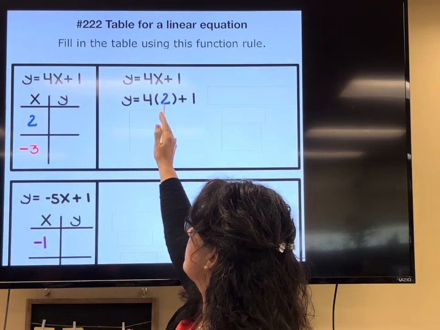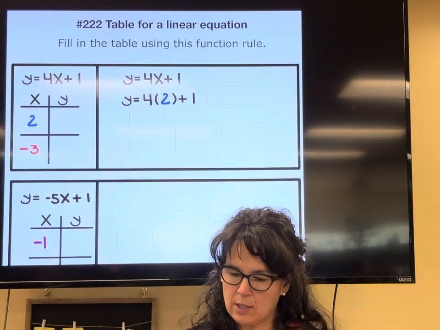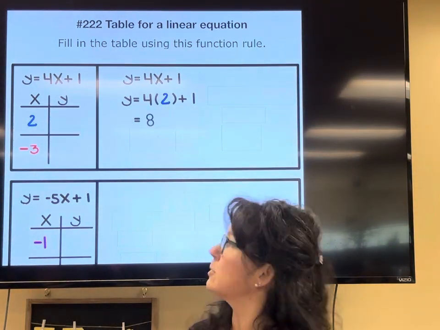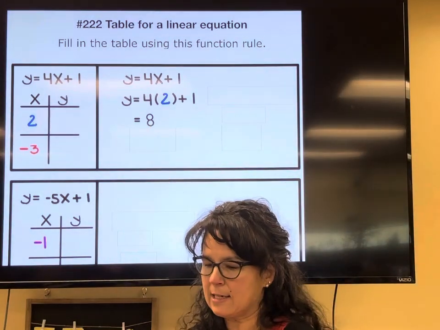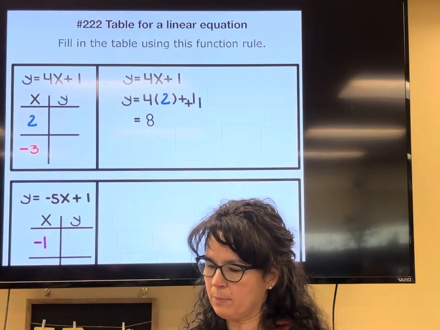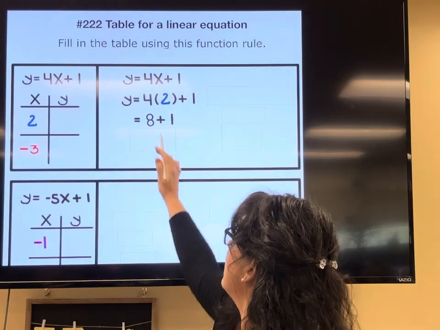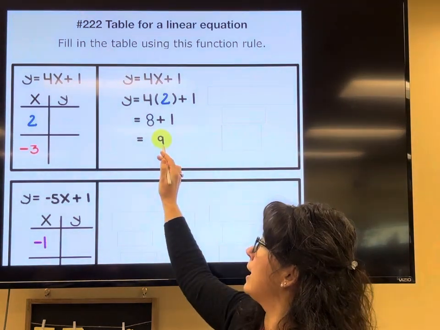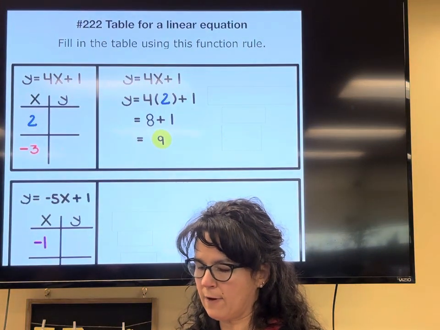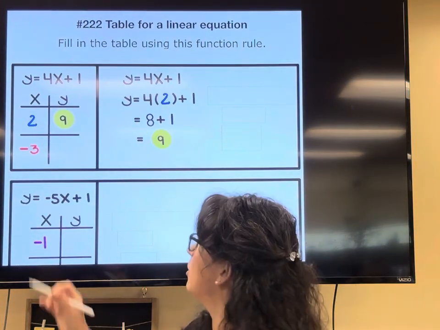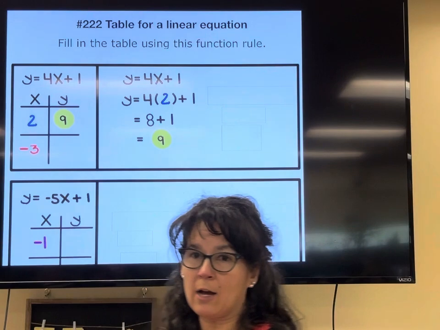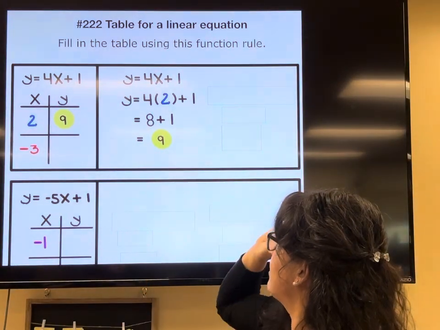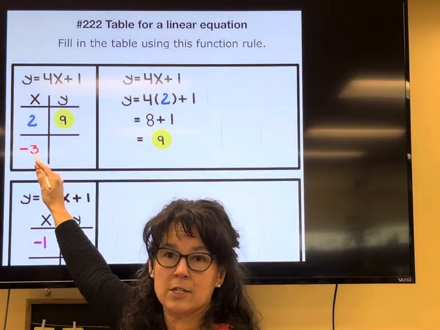So let's multiply 4 times 2, and multiplying 4 times 2, I get 8. Bring down the plus 1, and then 8 plus 1 is equal to 9. So we found our answer for the table. When I plug in 2, I get out 9. We're going to repeat that process for any numbers in our table.